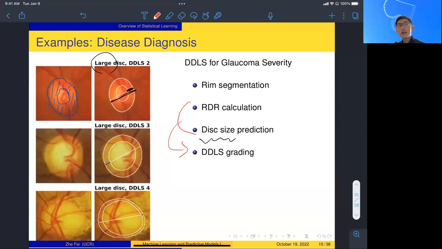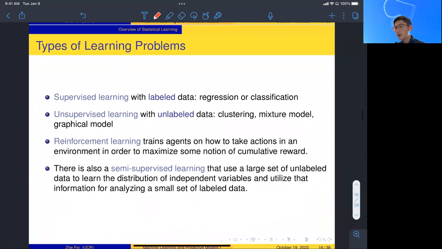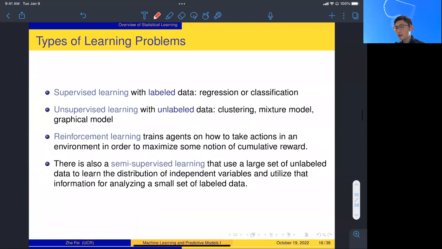Okay, so let's move on here. This is a summary of the previous examples we have seen. So generally speaking, there are three types of machine learning problem. There are three basic types.